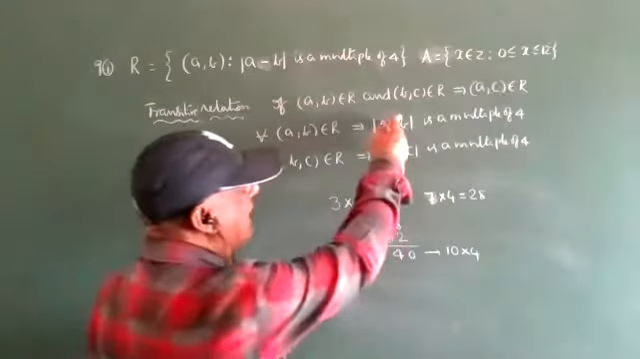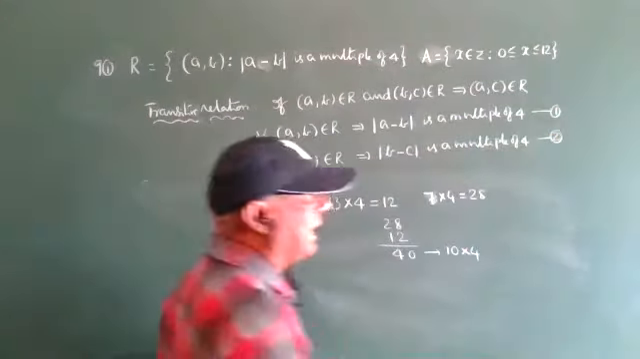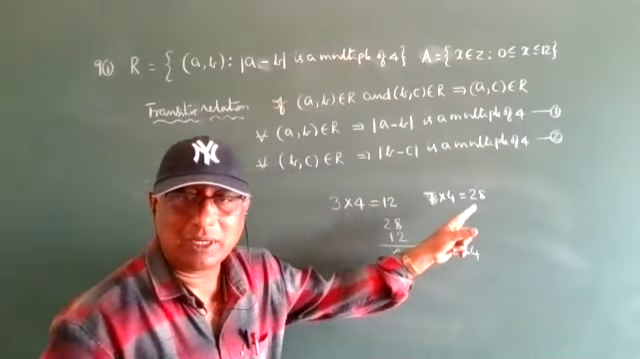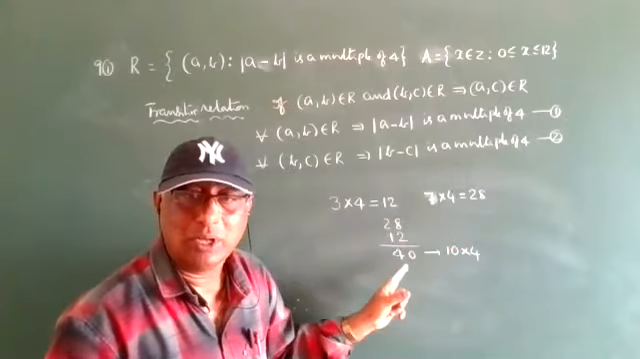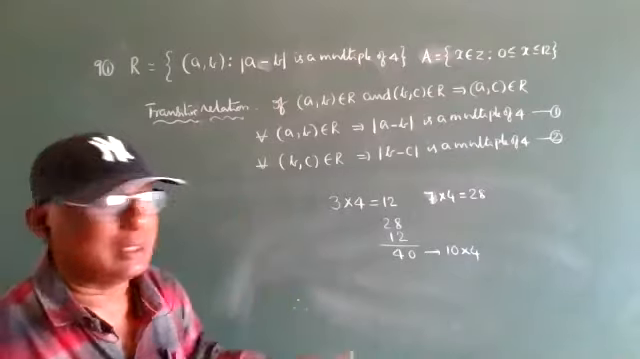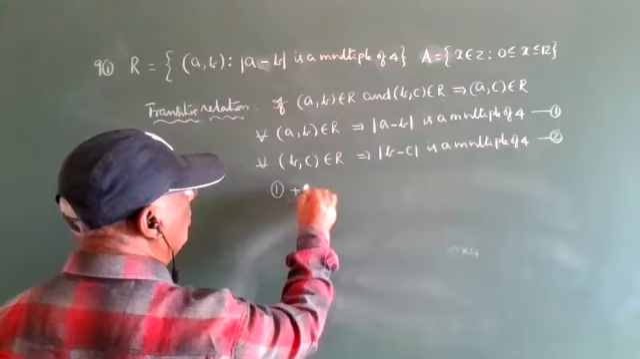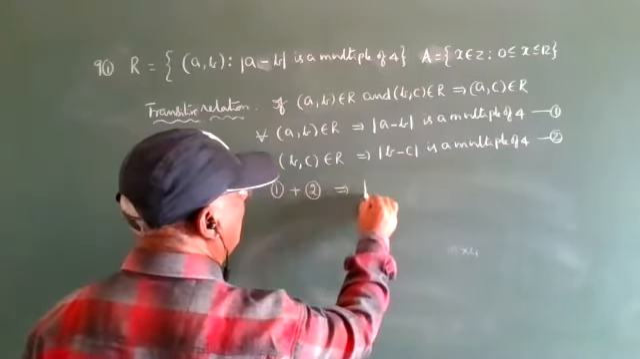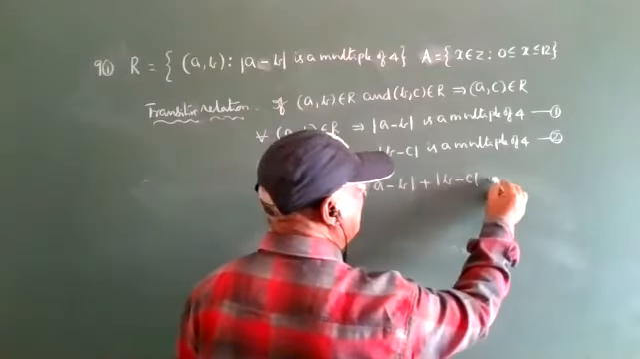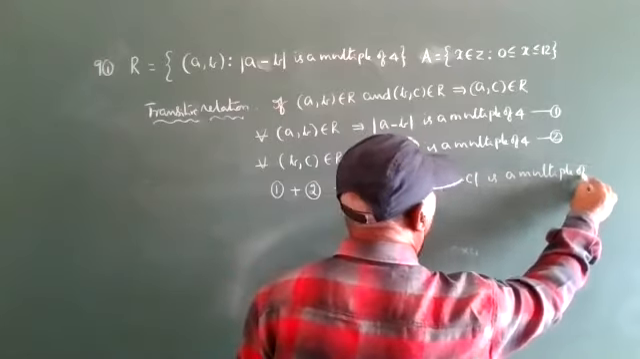So now adding equation 1 and equation 2: the first one is a multiple of 4 and the second one is also a multiple of 4. By adding these two, the addition is also a multiple of 4. Now write down: 1 plus 2, that is modulus of A minus B plus modulus of B minus C is a multiple of 4.